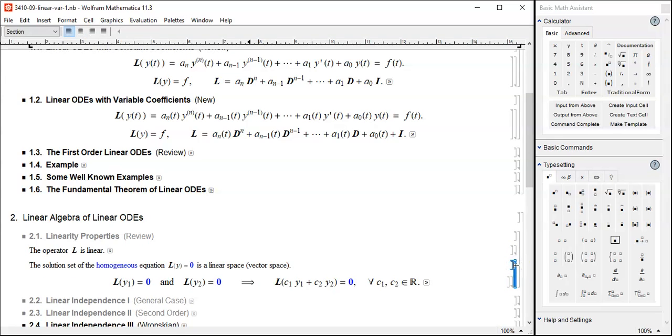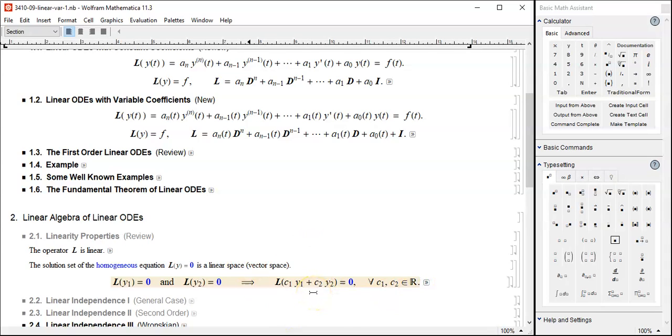How about this? The solution set of the homogeneous equation L of y equal to 0 is a linear space. What do you mean by that? It's closed under linear combination. So y1 and y2 are solutions, then c1 y1 plus c2 y2 is also a solution. So how do you prove it?